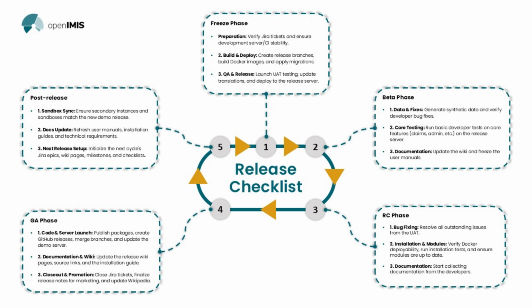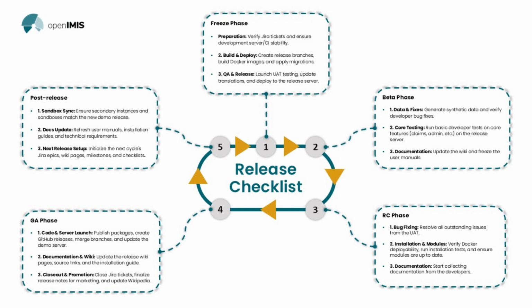Then we equally start preparing, as I mentioned, for the next release setup, where we start initializing the next cycles, Jira epics, wiki pages, milestones, and checklists to be sure that what the developers, bug fixing, and every other contributor to any subsequent release have been working on are all well incorporated. So we prepare them for the next freeze phase.